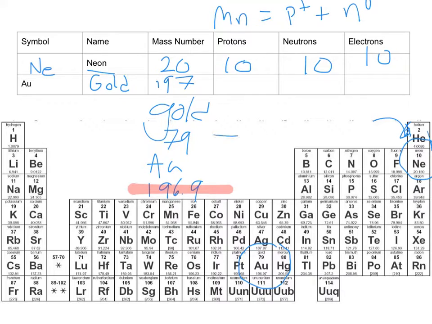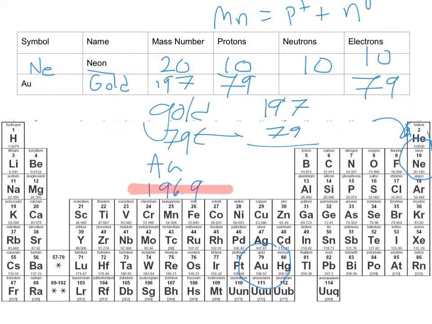Now protons is just whatever the atomic number is, 79. Because it's neutral, the number of electrons is equal. That only leaves the number of neutrons, which, remember, is equal to the mass number minus the protons, since protons plus neutrons equals the mass number. So I get 197 minus 79.